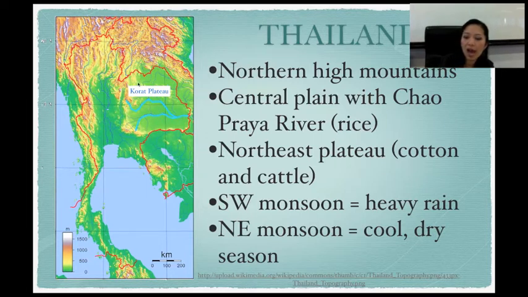Together, the Chao Phraya and the Mekong River system sustain Thailand's agricultural economy by supporting wet rice cultivation and providing waterways for transport of goods and people.